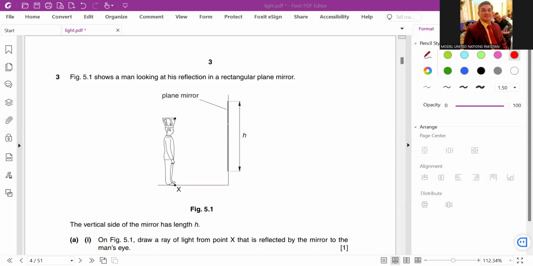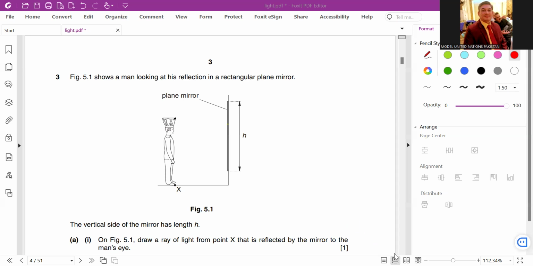We have to discuss the geometry of how to locate the image behind the plane mirror. We will solve one question in which we discuss all the points that are used to obtain the location of the image.